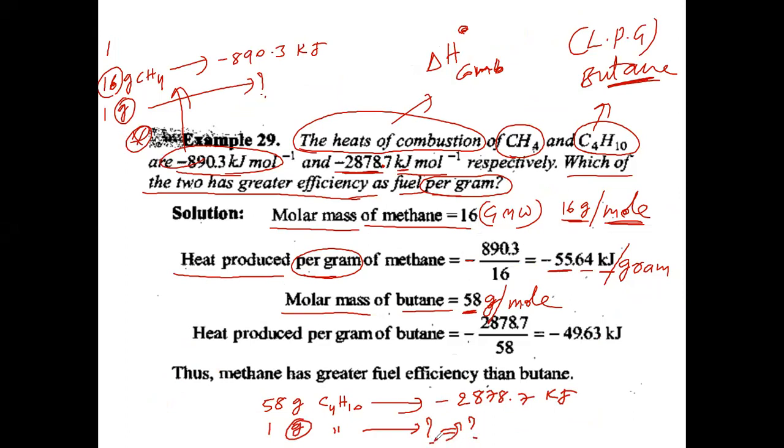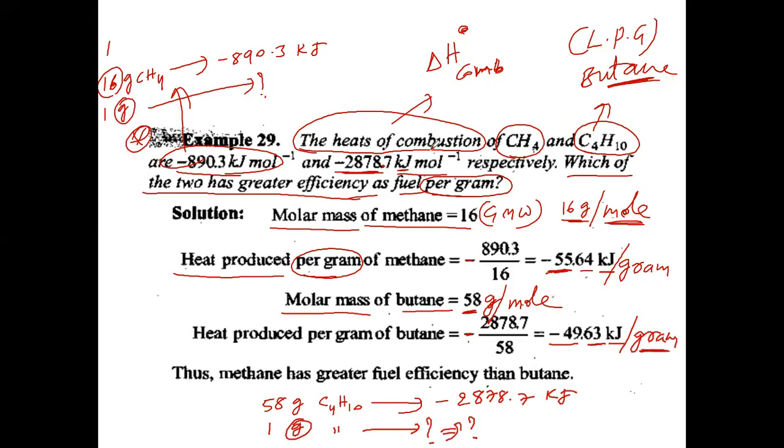Now divide 2878.7 by 58. It is minus that. Then we get minus 49.63 kilojoules per gram. So 1 gram of butane is giving how much? Only minus 49. But 1 gram of methane is giving what? Minus 55. So which is giving more heat energy per gram? Methane. Methane is giving more.